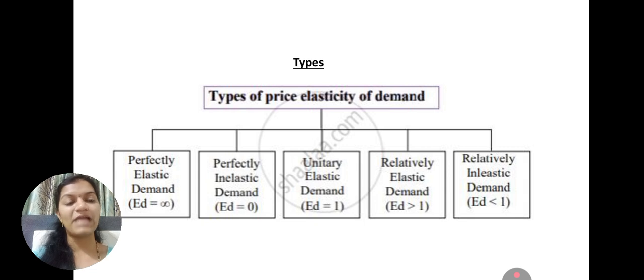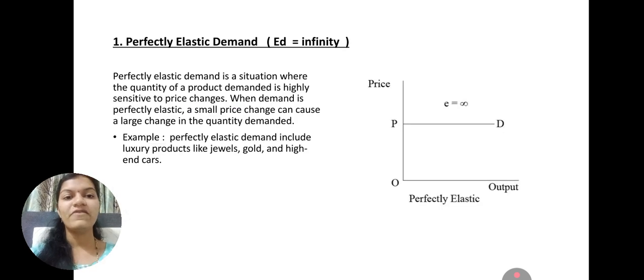These are the types of price elasticity of demand: perfectly elastic demand, perfectly inelastic demand, unitary elastic demand, relatively elastic demand, and relatively inelastic demand. The first one is perfectly elastic demand, that is, it equals infinity.